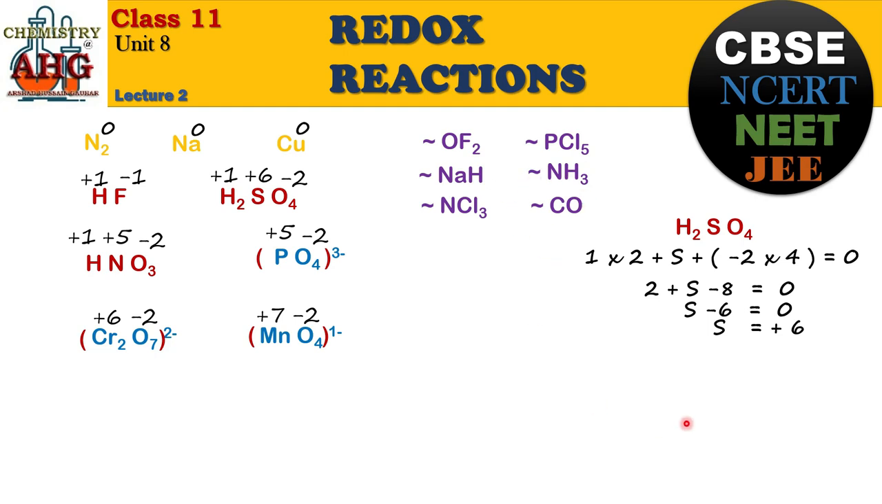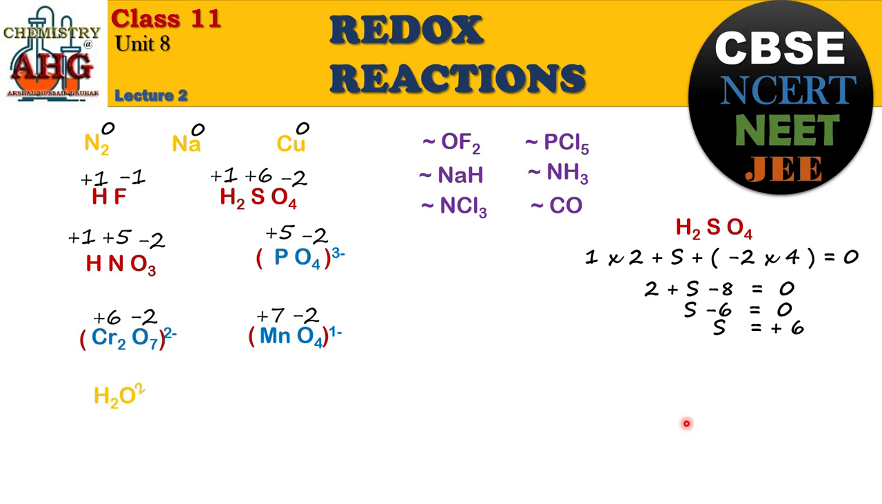I hope you would have done all of these examples correctly. If you have some problem, you can look at these examples again and then you will become able to find the oxidation number of different elements. Let's move on and take some more difficult examples. After that, it will become easy for you to find the oxidation number of an element in any type of compound.